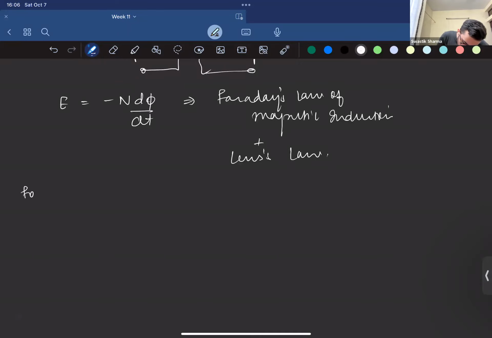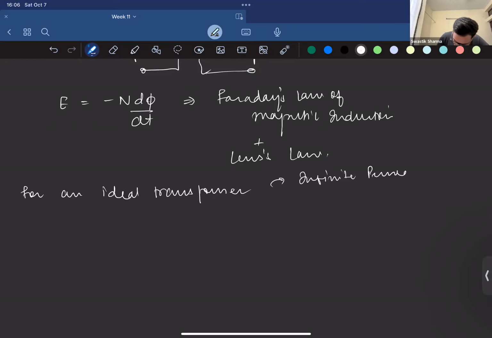Now, if we talk about an ideal transformer, it has infinite permeance, no leakage resistance or reactances, no leakage impedance. Okay, let's leave it here for now.